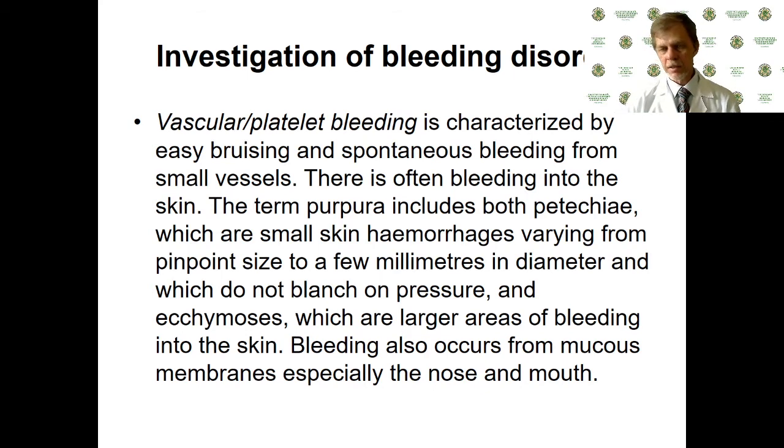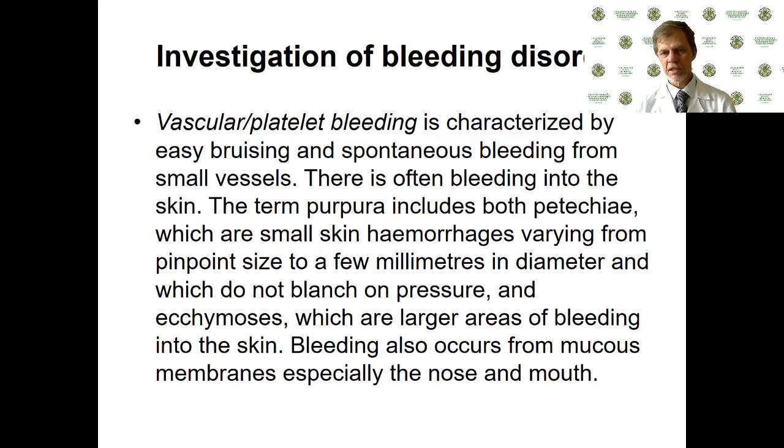Vascular platelet bleeding is characterized by easy bruising and spontaneous bleeding from small vessels. Now, you know what easy bruising is. Bruising is normal. When you hit your hand or your leg playing football, you may find bruising. But in easy bruising syndrome, even slight pressure may cause the appearance of blue and black marks. In this case, we talk about easy bruising syndrome.